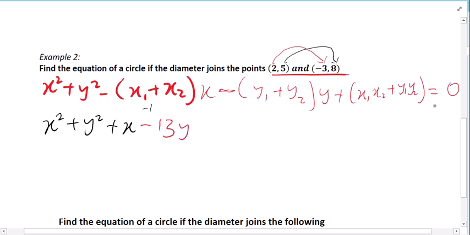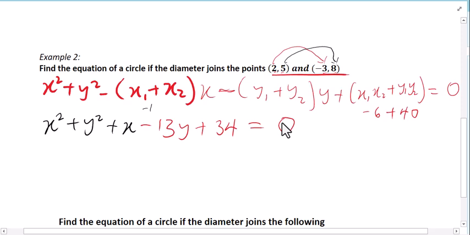Then we come to the constant part. So the constant part, we are going to multiply the 2 and the negative 3. So 2 times minus 3 will give us what? Minus 6, plus. Then we multiply 5 and 8. So 5 times 8 will give us what? 40. So minus 6 plus 40 will give us what? Plus 34, and they are all equal 0.